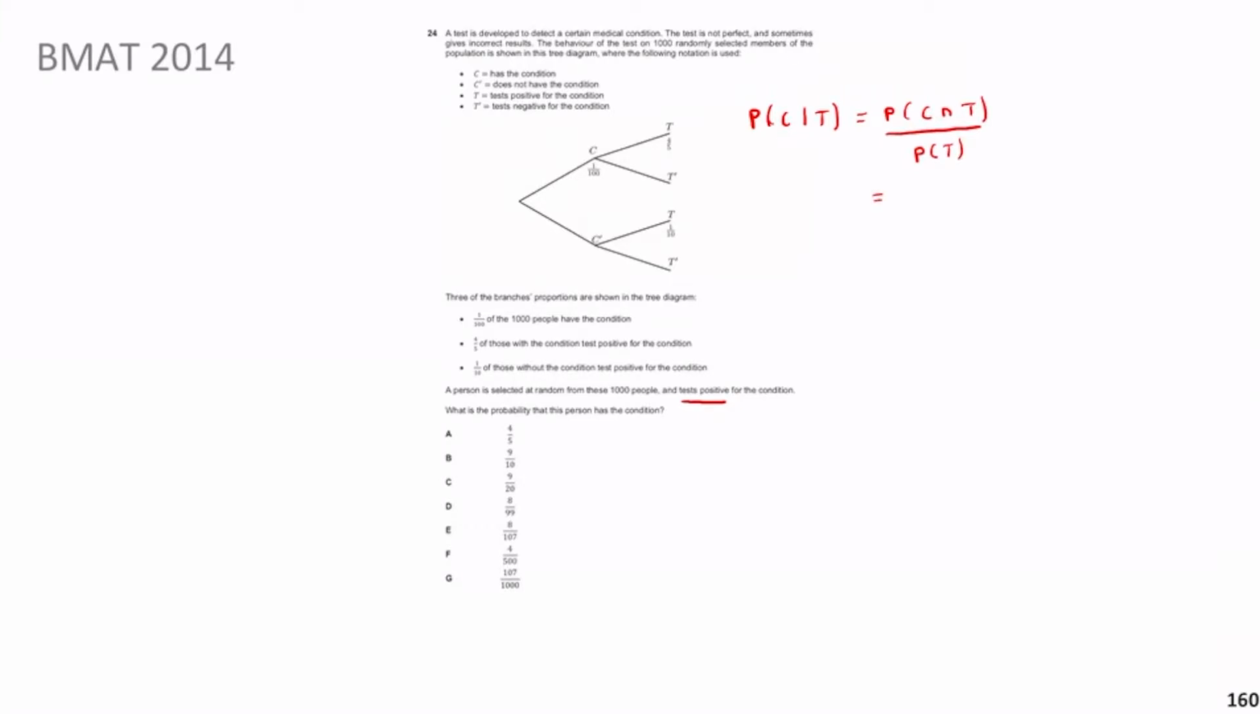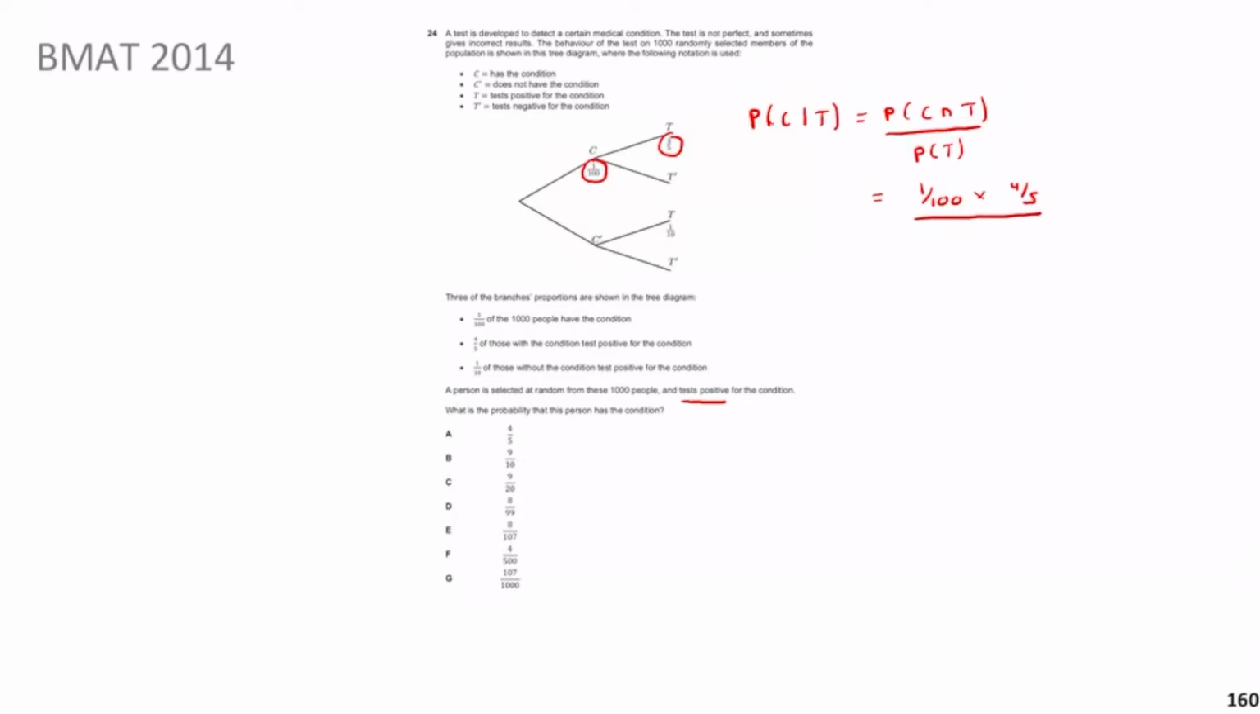So the probability of C and T, right? So that's going to be this one and this one, isn't it? That's going to be those two. So remember, and means multiply. So it's going to be 1 out of 100 times 4 out of 5, and then over the probability of T, right?